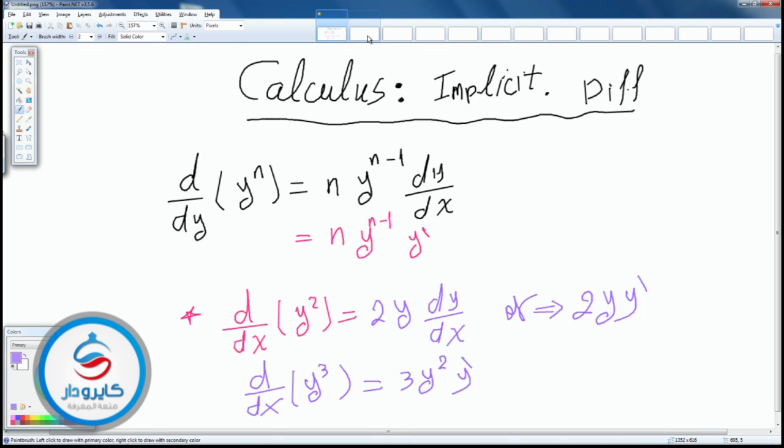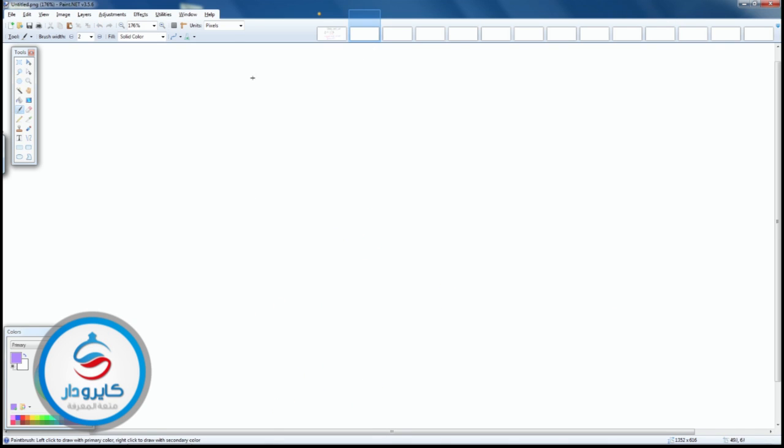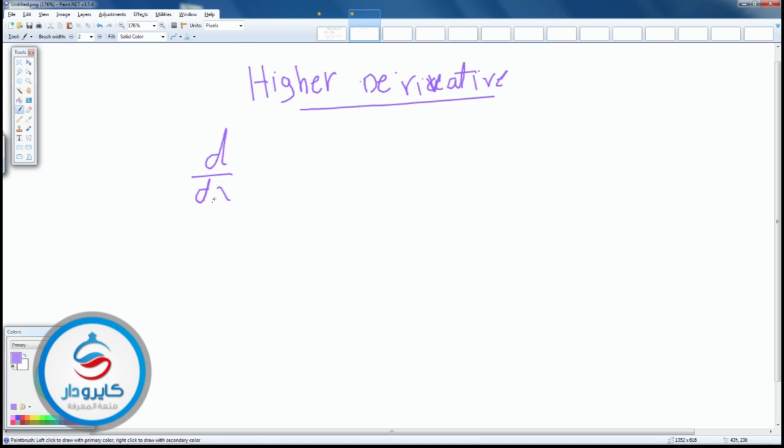Okay, so a higher derivative. Now we have to talk about the new title, which is the higher derivative. As we know, d over dx of the function y is dy over dx, which is called the first derivative.